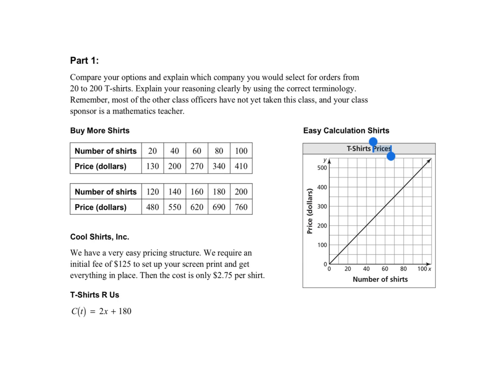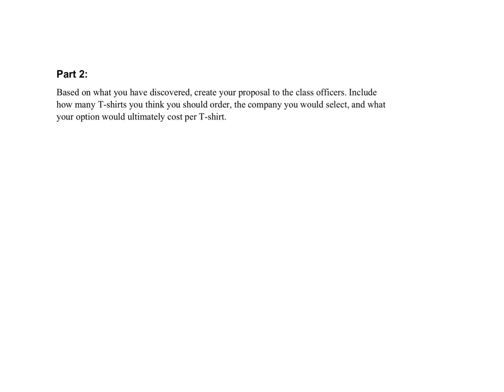So after you've done the comparison and decided which shirts, part 2 is based on what you have discovered. Create your proposal to class officers and include how many t-shirts you think you should order, the company you would select, and what your option would ultimately cost per t-shirt. So again, you're going to have to take that total cost and divide it by the number of t-shirts to get a per t-shirt cost.